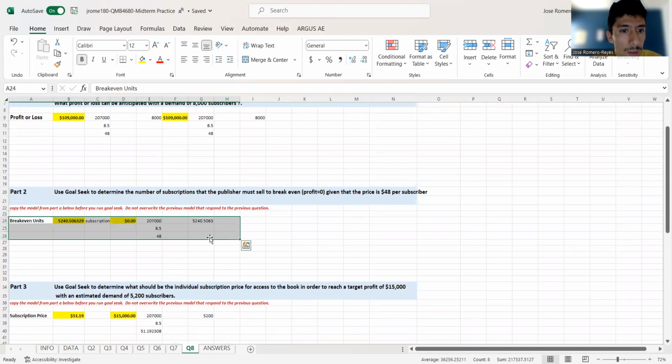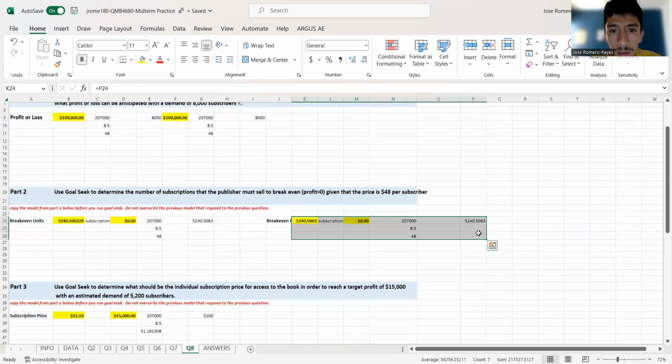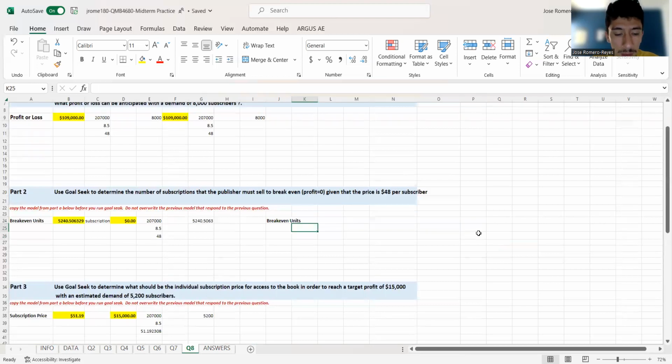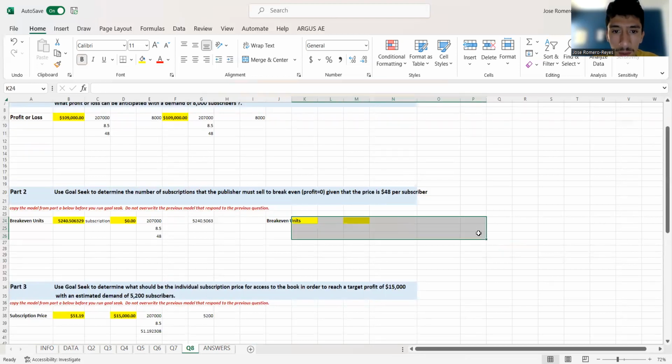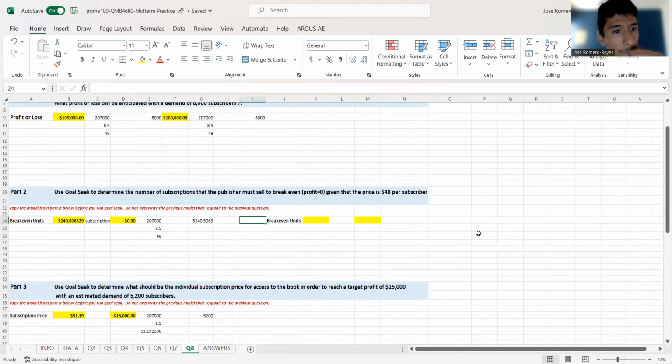Over here, we're just going to copy and paste so we can compare it. Let's Alt-HEA, delete the values. So in this question, what we're looking for is the number of subscriptions that the publisher must sell to break even, given that the price is $48 per subscriber. What we actually do is copy the model from part A before you run the goal seek. So that's exactly what we're going to do.